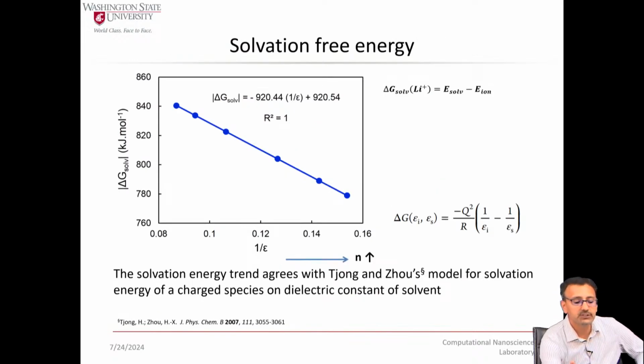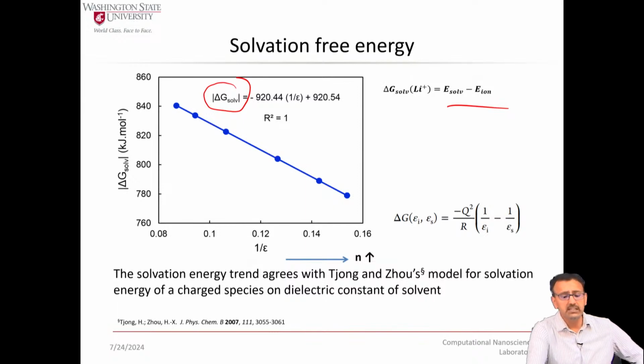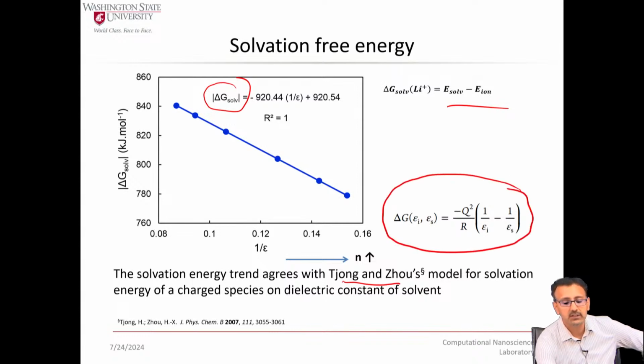So, if we find the difference between these 2, we get the magnitude of the solvation free energy for the lithium ion, and it follows an almost linear trend, which was initially very surprising for us. So, we went back to the literature and found this paper from Tijong and Zhao, which comes up with a model for solvation free energy as a function of the dielectric constant, and this predicts this sort of linear behavior. So, this behavior was consistent with the model from Tijong and Zhao.